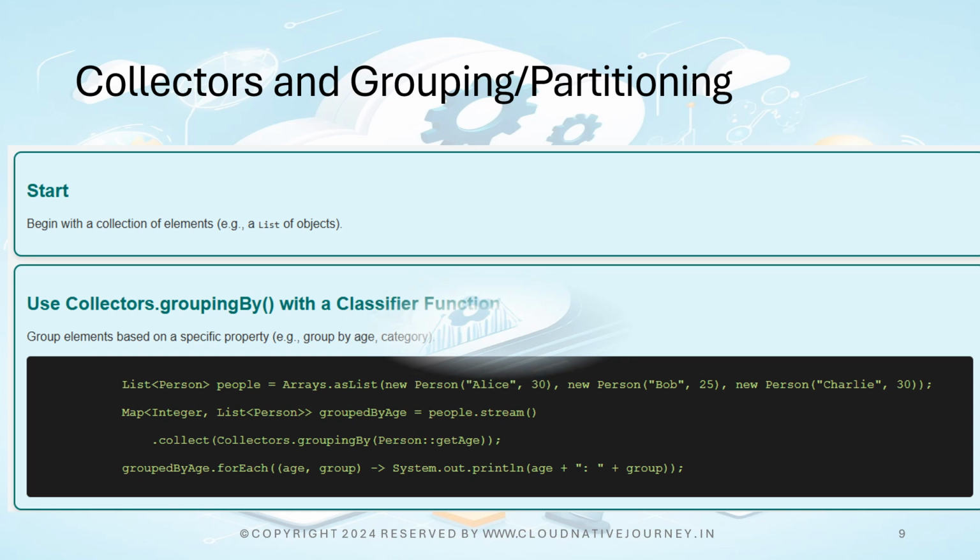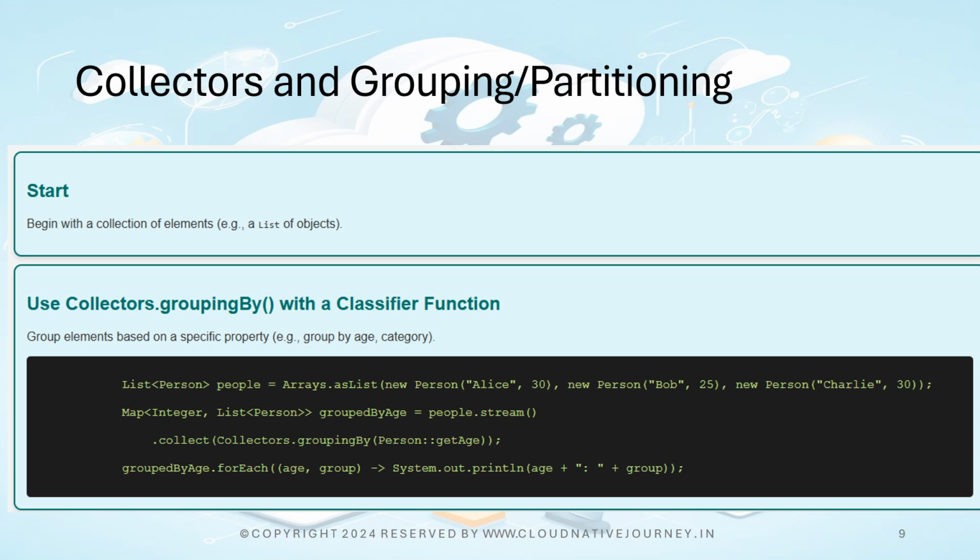Now, Java 8 also introduced the Collectors utility class, which provides several useful reduction operators. For example, Collectors.groupingBy and Collectors.partitioningBy help you group or partition elements from a collection based on a condition. Let's say we want to group a list of employees by their department. With Collectors groupingBy, it is very easy.